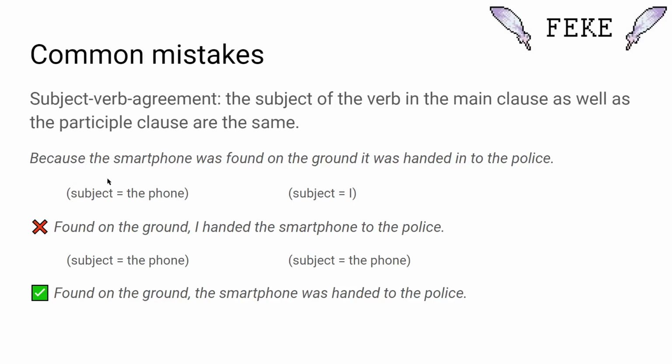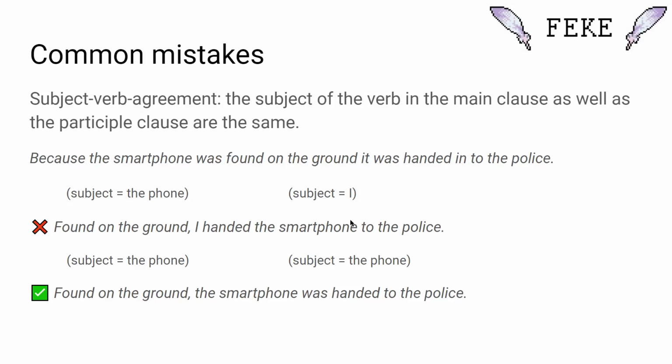Okay, so the subject of that part is the phone. And then it says found on the ground, I handed the smartphone to the police. Suddenly, the subject has changed to me. I mean, I'm the one who's handing the smartphone to the police since I found it on the ground, right? I mean, this makes perfect sense when you speak with someone. And I mean, technically certainly everyone would understand what you mean.